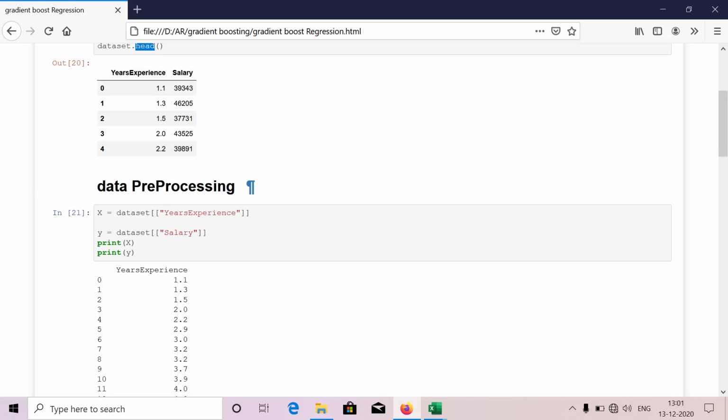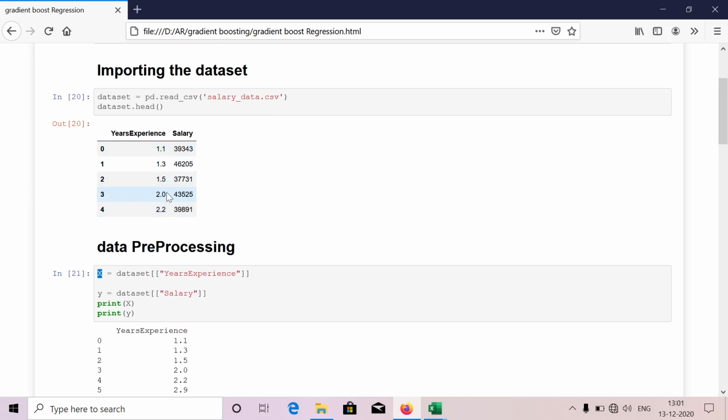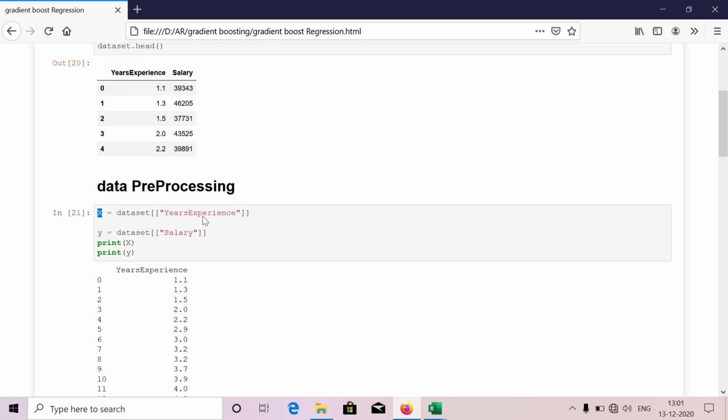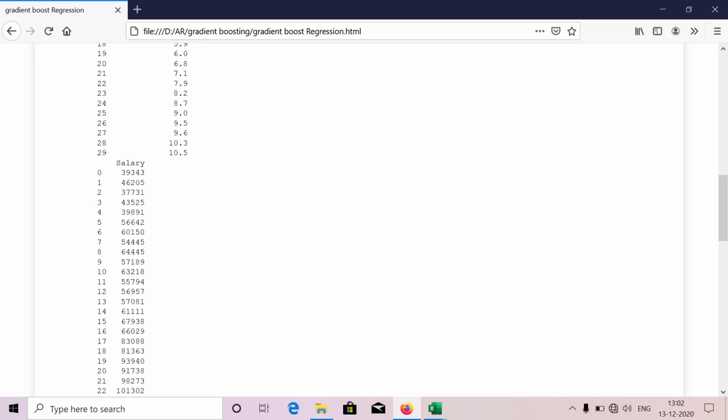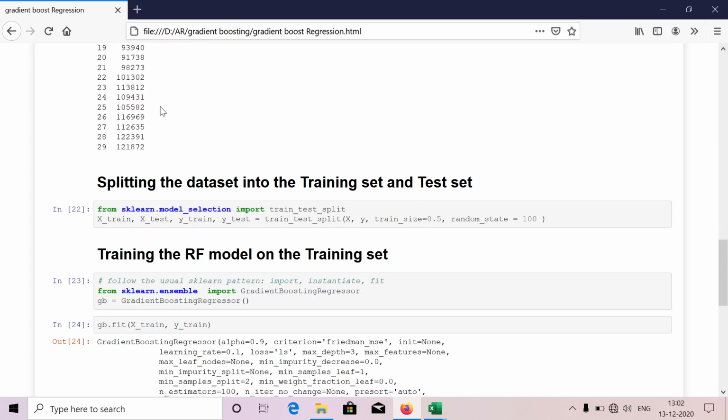Okay, next after the data pre-processing, here I am just processing my data. Here x I am mentioning as my years of experience, this complete column, and y I am mentioning as salary. This y is my salary. I am printing my data here, print x and print y. Years of experience is my x and salary is my y. Similar way I just printed.